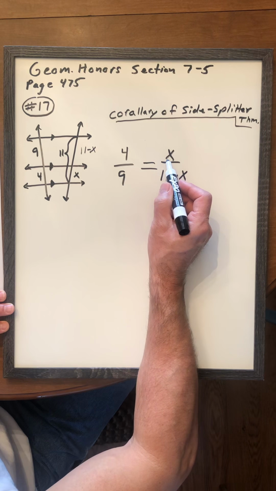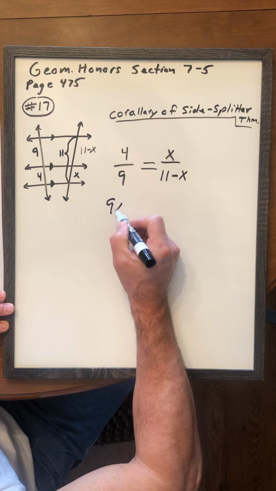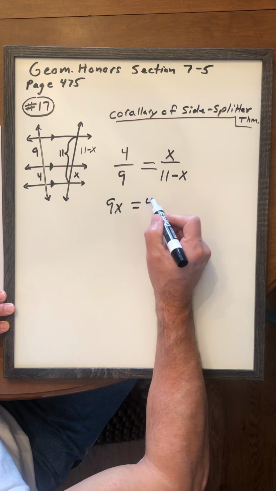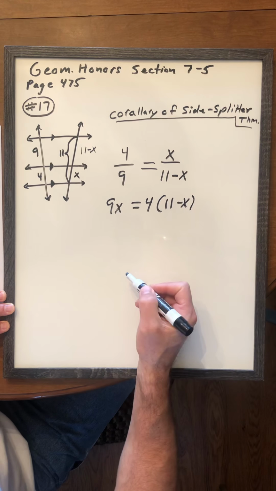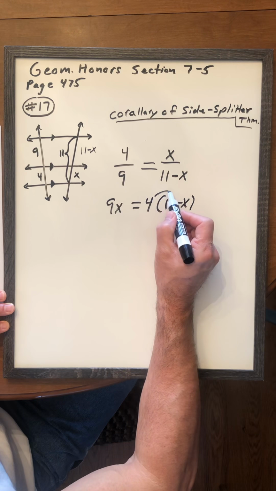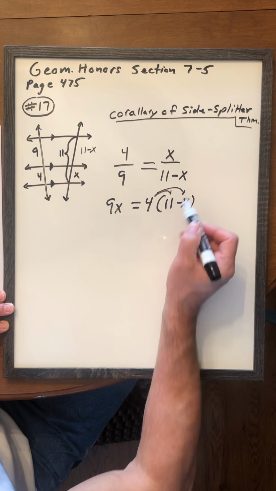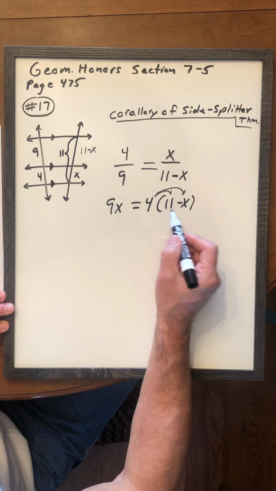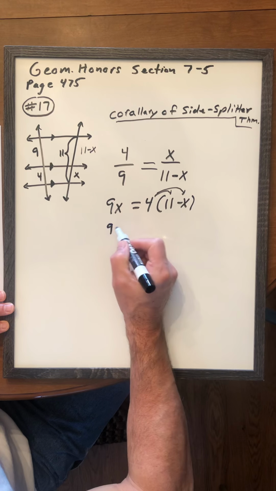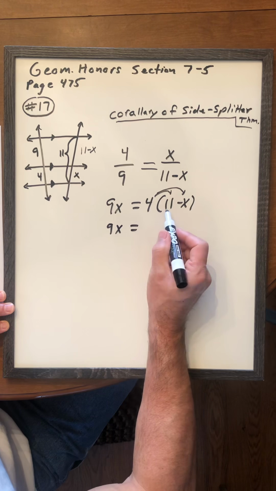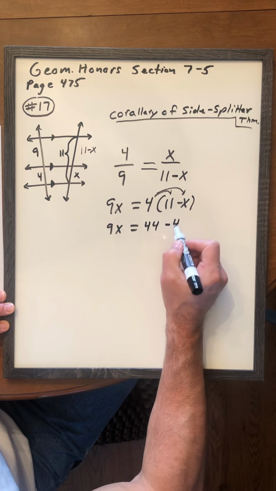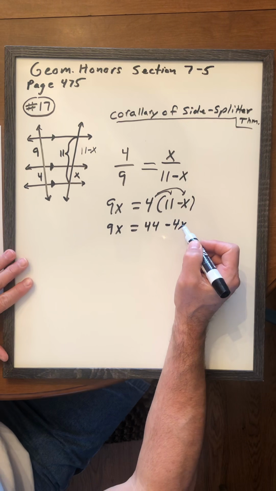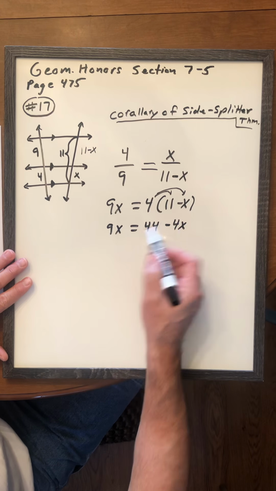So 9 times x gives me 9x equals, then we take 4 times the quantity 11 minus x. That means I'm going to have to distribute to go through 11 and x. So we got 9x equals 4 times 11, which is 44, and 4 times negative x is negative 4x. Now I've gotten rid of my parentheses.